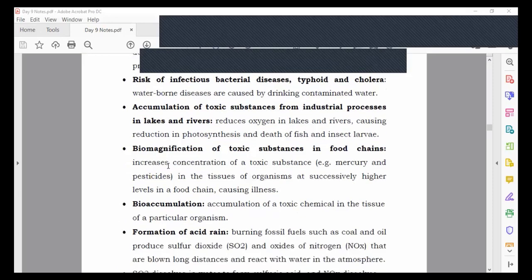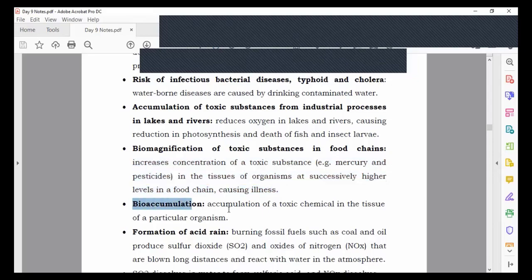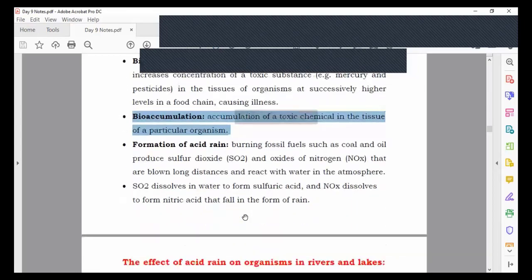After that, you have biomagnification of toxic substances in food chains. Now they're saying increased concentration of toxic substances, for example mercury, or pesticides, in the tissues of organisms at successively higher levels in the food chain, causing illness. It also causes illness in the food chain, and the animals or organisms can be sick and it will disturb the whole food chain. Then you have bioaccumulation, meaning accumulation of toxic chemicals in the tissues of particular organisms.